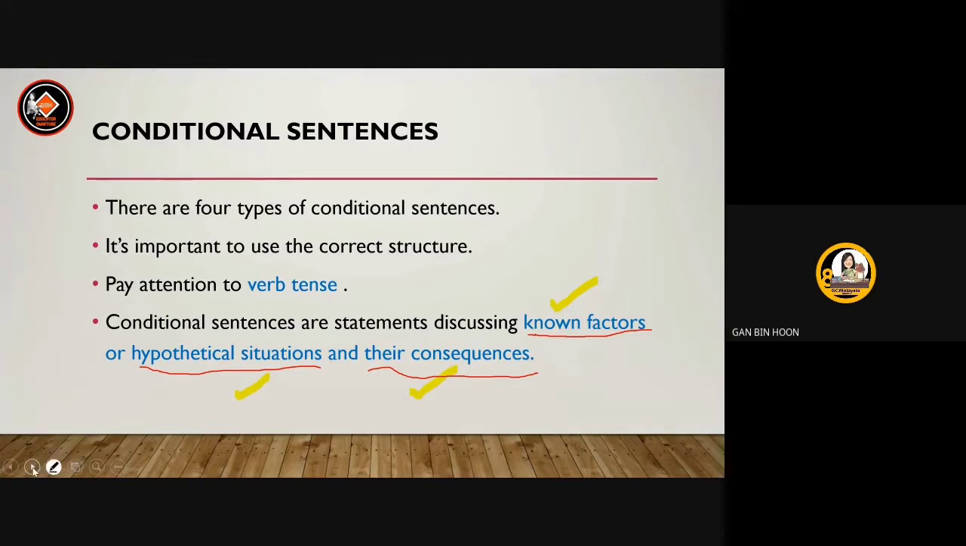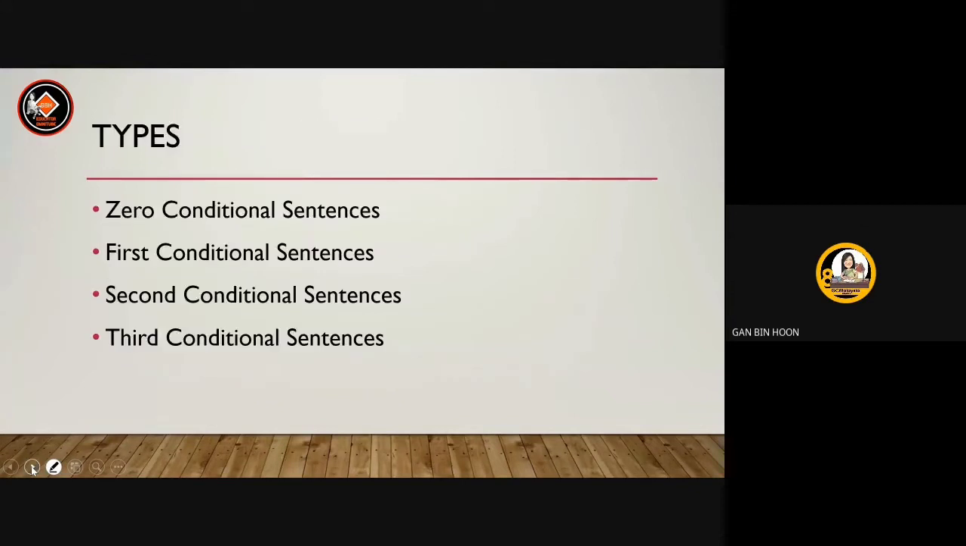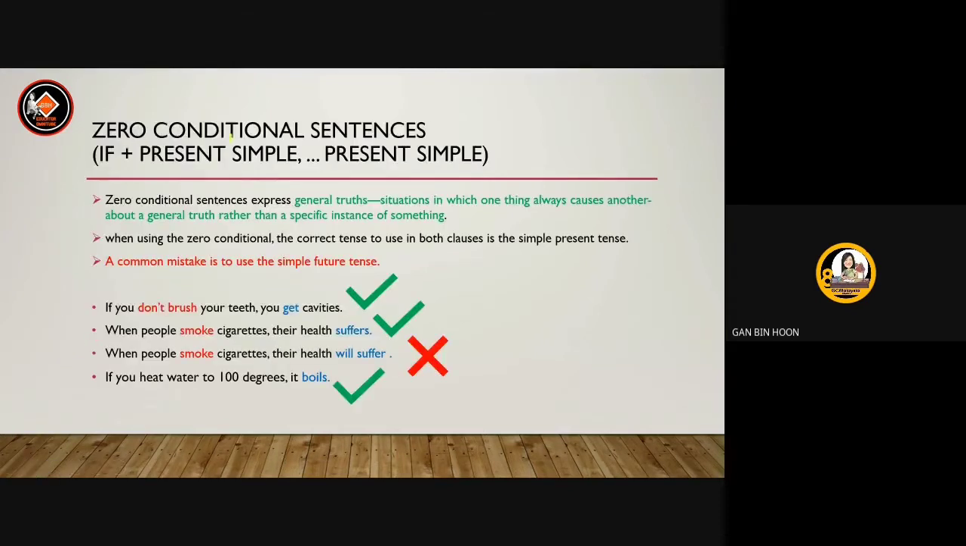Okay, so these are the sentences that you always write, but you always write wrongly. There are four types. Number one is zero conditional. Second is first conditional. Third is second conditional. And the last one is third conditional. Zero, first, second, third. Okay, let's look at the first one. Zero conditional sentences. I change it to blue. Blue is easier.